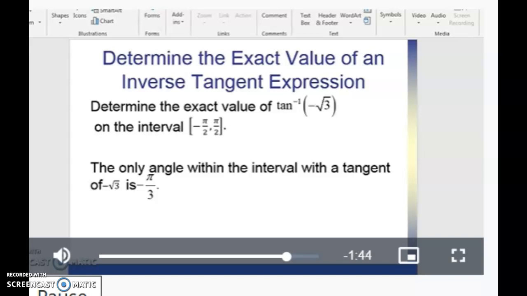You have to use the definition of tangent, again, sine over cosine. So for those common angles, divide the sine by the cosine until you find one that gives an answer of negative square root of 3. And the one that will do that for you is the angle negative pi by 3. So that is the final answer.